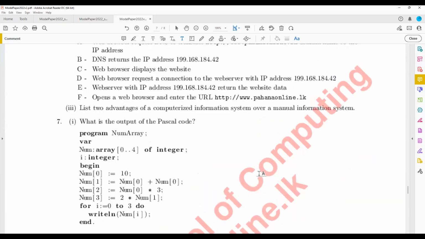Question number 6.3. Give me 2 advantages of a computerized information system over a manual information system. Easy to retrieve information, yes. Less storage space is needed, yes. How about the human involvement? The number of employees you need to handle the system is few. It's very limited, right? You don't need a large group of people to handle the system if you're computerized. So one is efficiency.